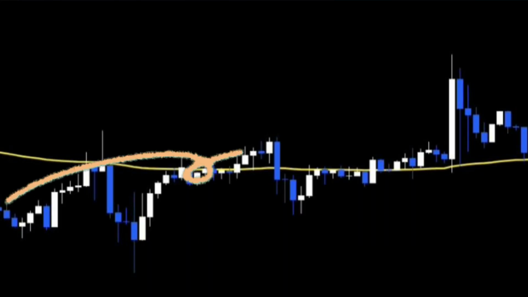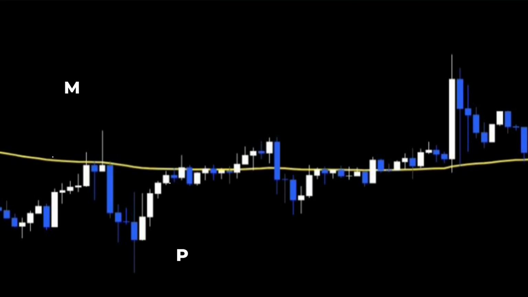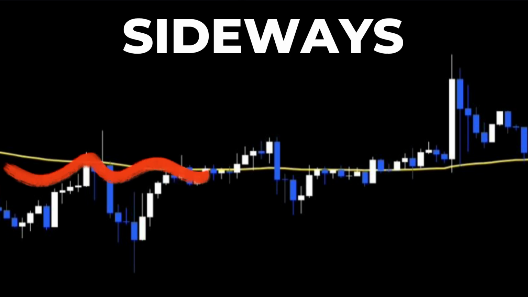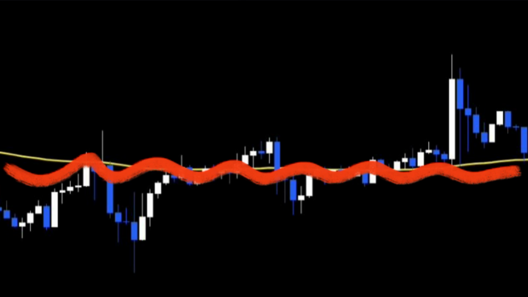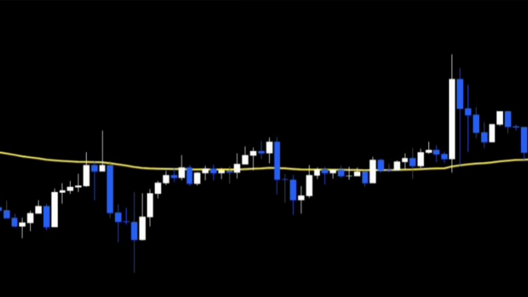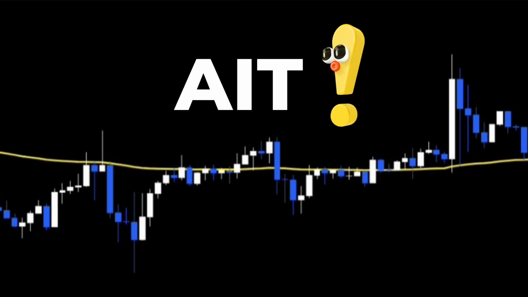And the third one is price fluctuating around the moving average. If the price frequently crosses above and below the moving average, it may indicate a sideways or range-bound market. This means that neither buyers nor sellers have a firm grip on the market, resulting in price fluctuation without a clear direction. In such situations, it's best to wait for a clear trend to emerge before making any trade.